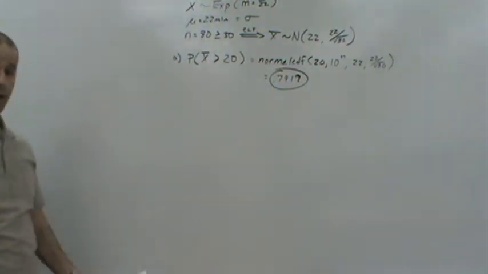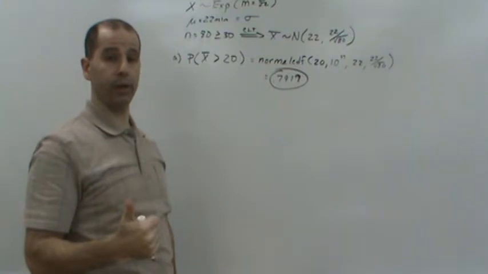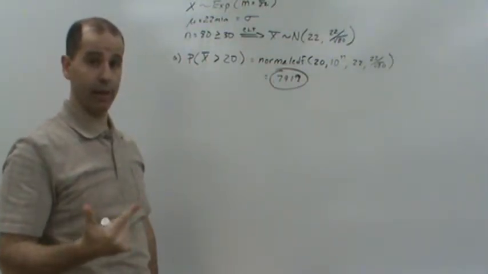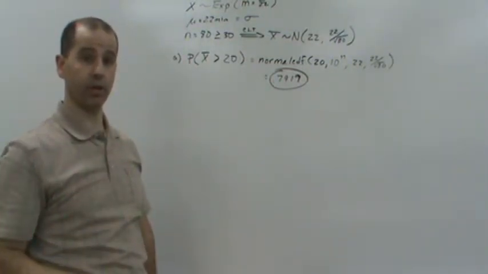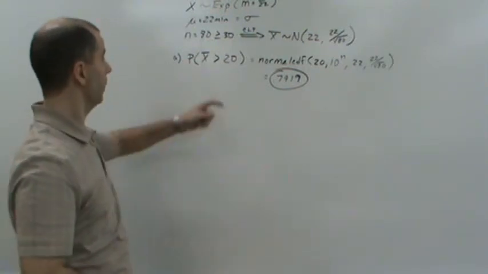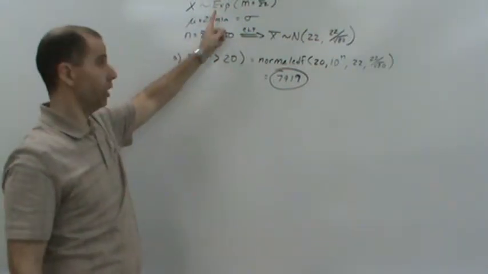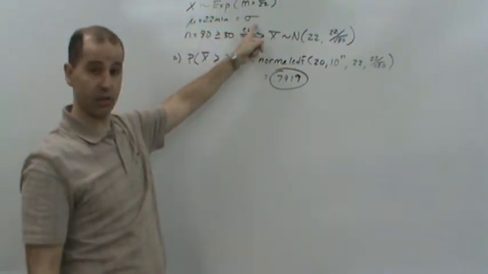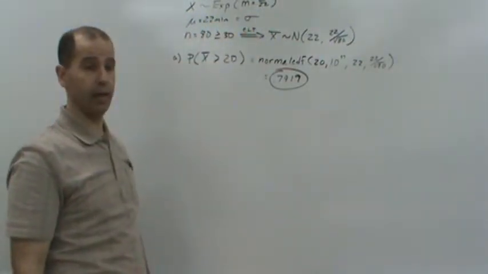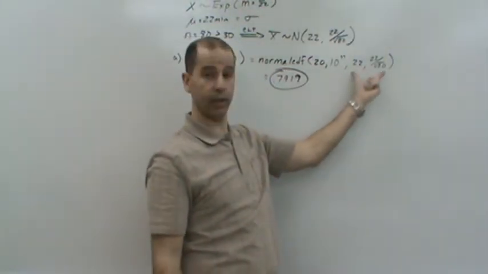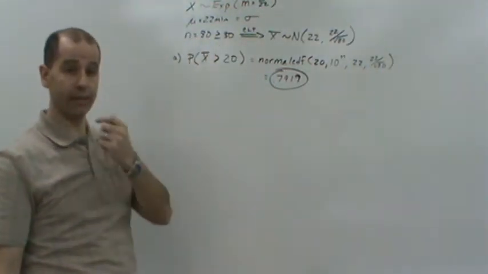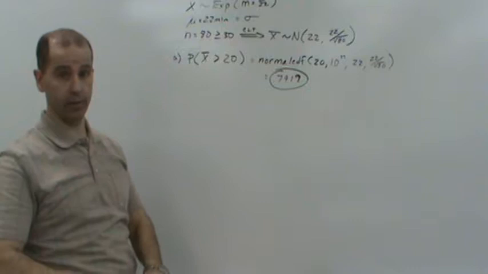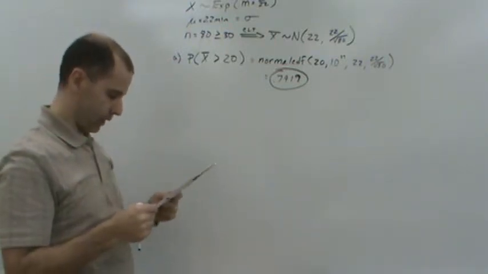Again, you just need to remember what you're putting into the calculator: lower bound, upper bound, the mean, and the standard deviation. In this case, since we're dealing with an exponential, we know that the mean is 22 and the standard deviation is also equal to 22. That tells us what to put in for the mean and the standard deviation for X bar, if it's normal.